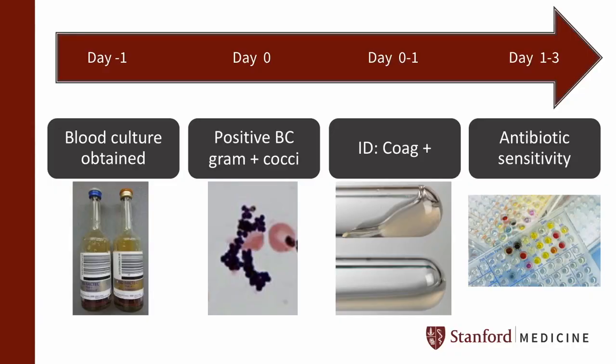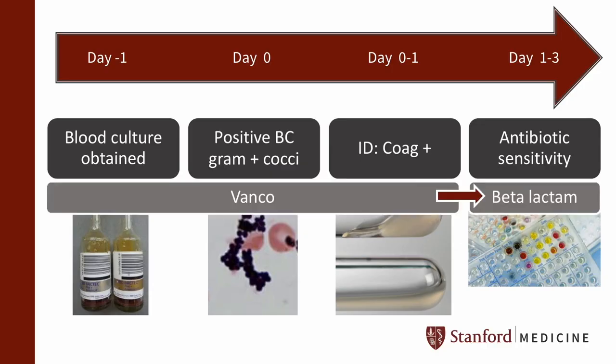Here is how it is currently done in many laboratories. On day -1, blood culture is obtained. On day 0, positive blood culture is detected. The same day, gram stain shows gram-positive cocci clusters, which is suggestive of staph. Typically a day later, by biochemical testing, it is identified as Staph aureus, and on day 2 or 3, the antibiotic susceptibility assays identify it as methicillin-sensitive Staph aureus.